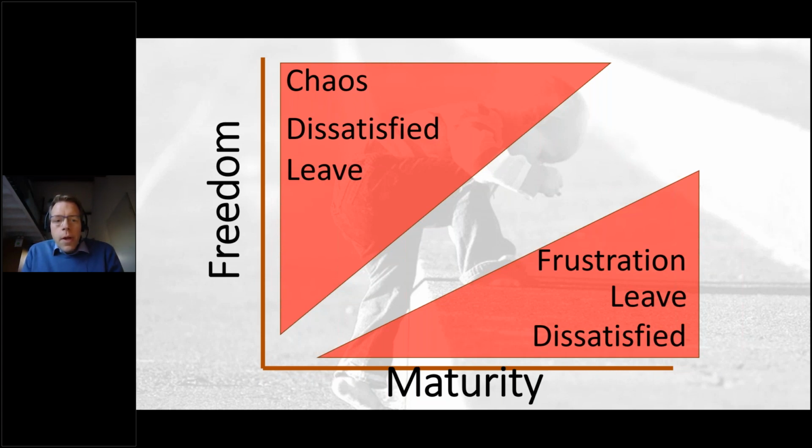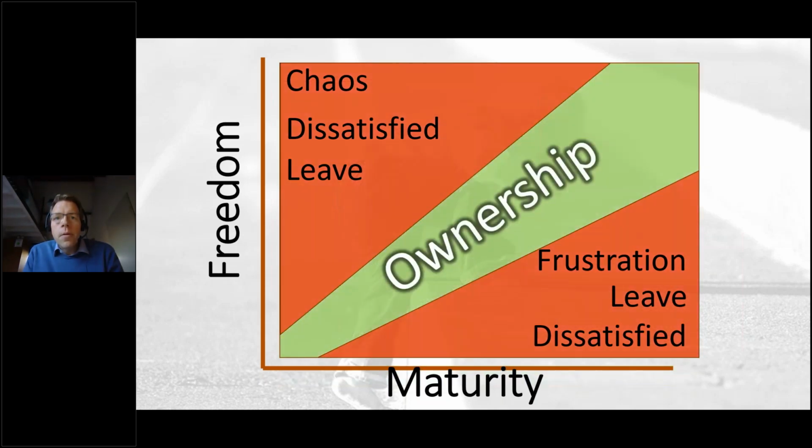By studying that and talking about it, we ended up with this ownership model, saying that it's not all about freedom, but it is about the right freedom that fits their maturity, and preferably a little bit more freedom than maturity, so that you walk over the edge of chaos. This is how self-managing teams thrive and develop themselves.